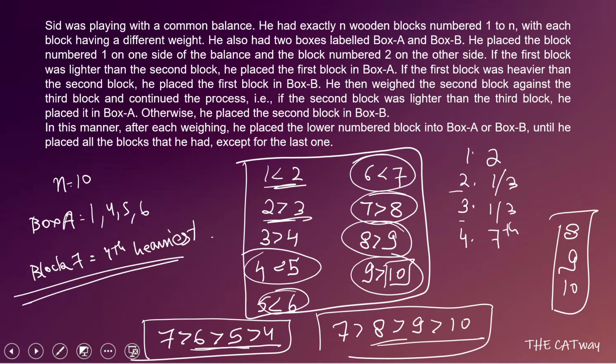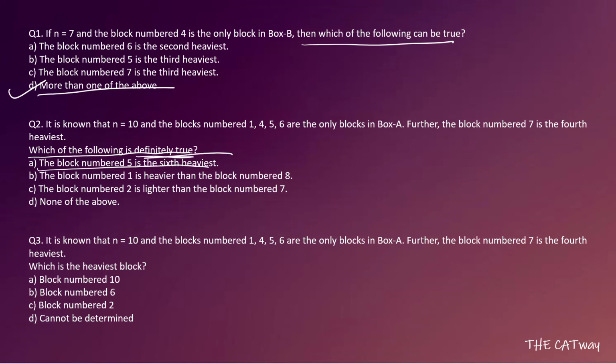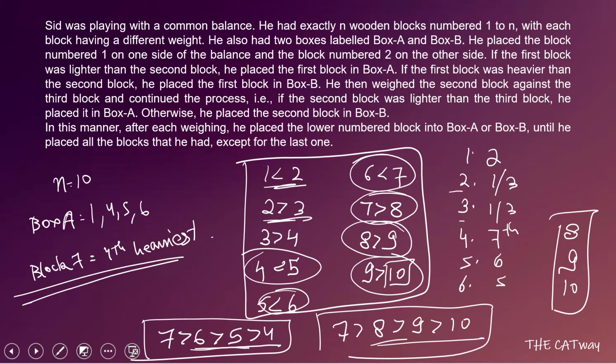Block number 5 can be 6th heaviest if the 5th one is 6 and the 6th one is 5. It is a possible case, but the question has asked which is definitely true. So we cannot say that this case is definitely true, because 6 and 5 can come together and we have 2 places, so we can fill them there. But the problem here is that 8, 9 can also come in 2 consecutive places.